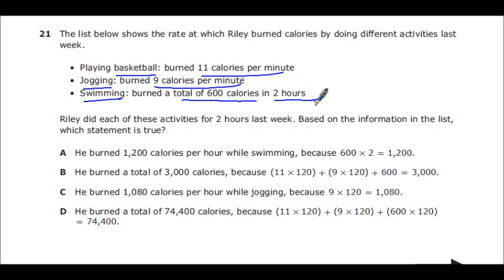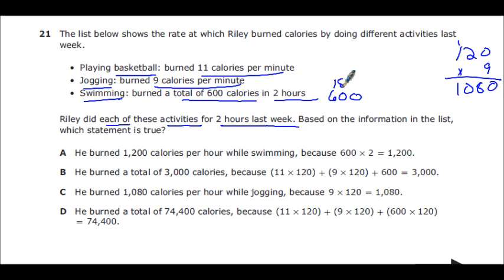So Riley did each activity for 2 hours last week. If that's the case, swimming was 600 calories because that's 2 hours. Jogging for 2 hours, that means 120 minutes in 2 hours times 9 calories a minute. So I do 120 times 9, 0, 8, 1, I get 1,080 calories.